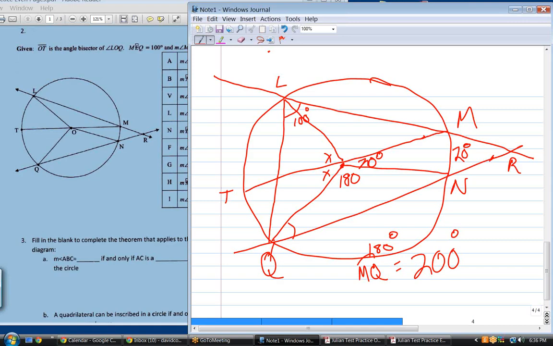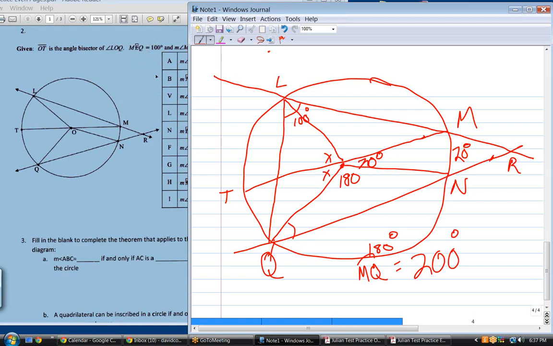NOQ has to be the measurement of the arc NQ. This arc was 20 degrees. Oh, I see what's going on. No, I don't. I dropped that line from L to Q that's not in your picture. That's the angle that they're telling us was 100 degrees.